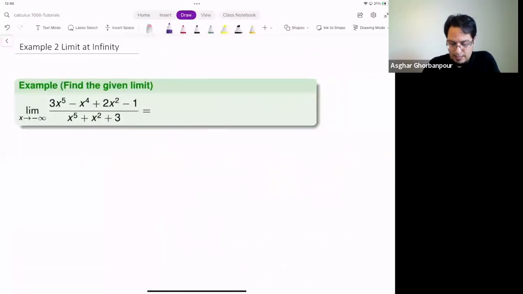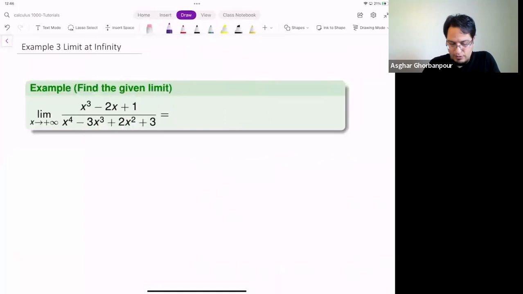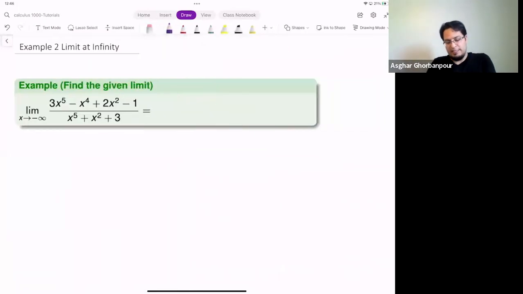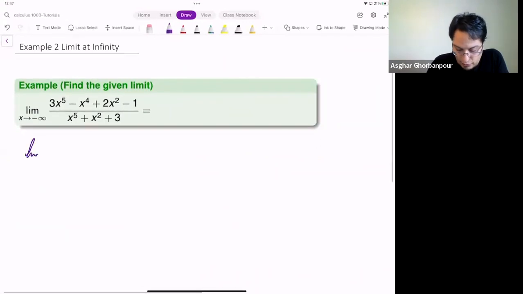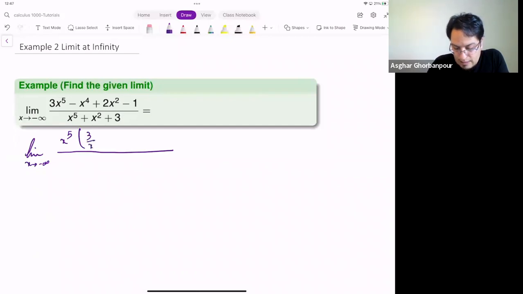Okay, so let me see what was the third example. Okay, I'll do the second example and leave the third example as something for you to complete. Here the same story goes. It's a rational function. I want to factor out the highest power so that I can use the fact that the limit of 1 over x to the power alpha, with a positive power, is always 0 as x goes to plus or minus infinity.